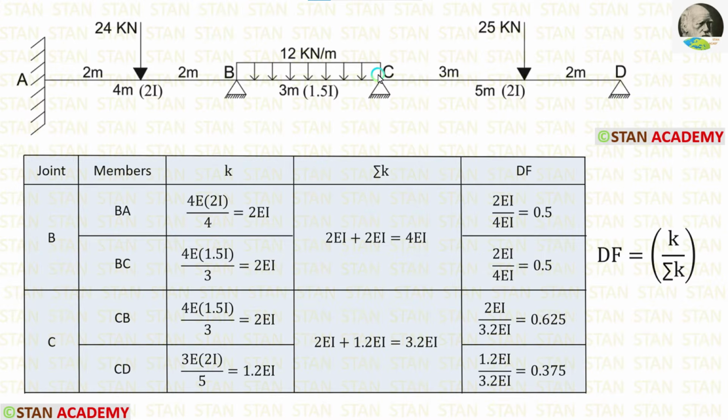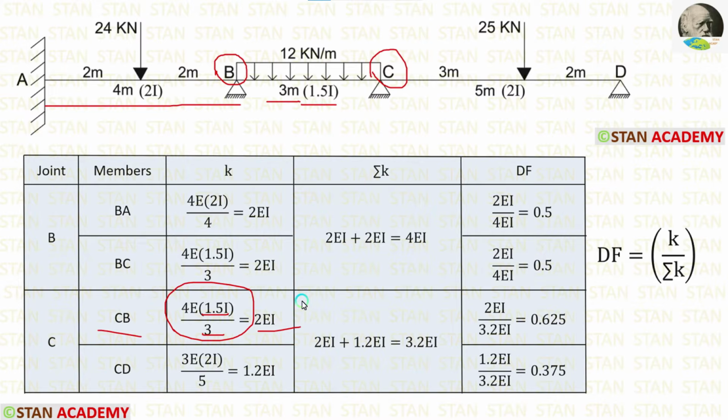Now, let us calculate the stiffness values from the joint C. From the joint C, we have to calculate the stiffness for CB and for CD. First, let us calculate for CB. For that, from the joint C, we have to look at the point B. The point B is continuous because after the point B, we have a span AB. If the far end is continuous, the formula for stiffness is 4EI upon L. Here, moment of inertia is 1.5I and length is 3 meter. After applying in the formula, we are getting 2EI.